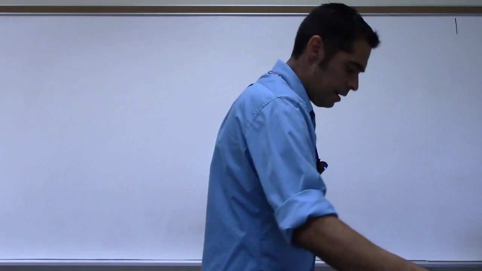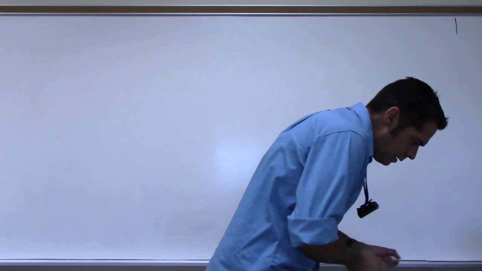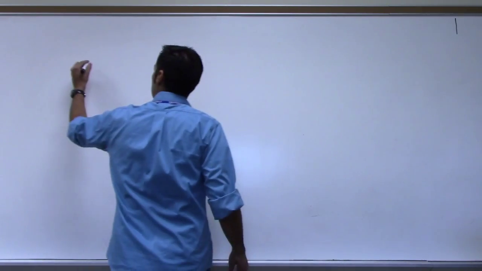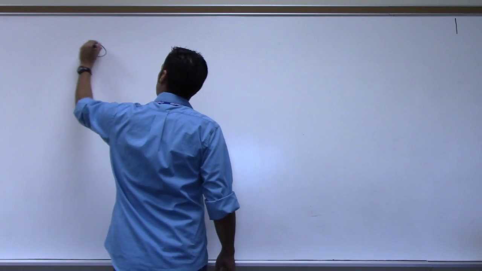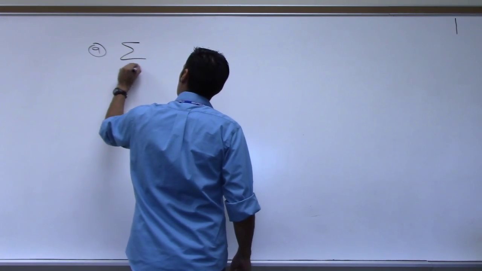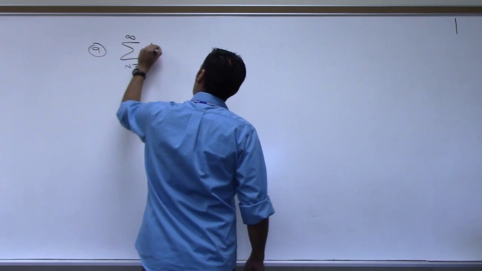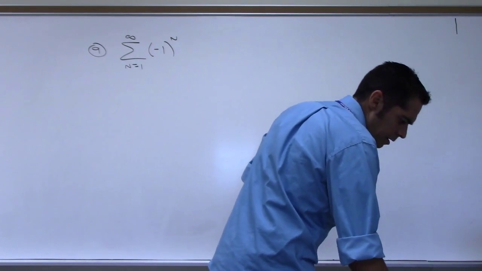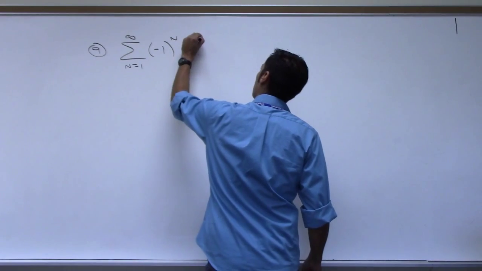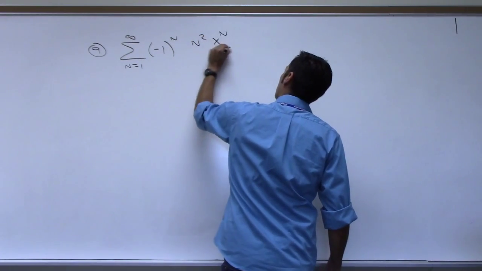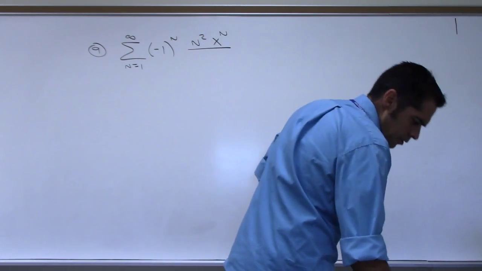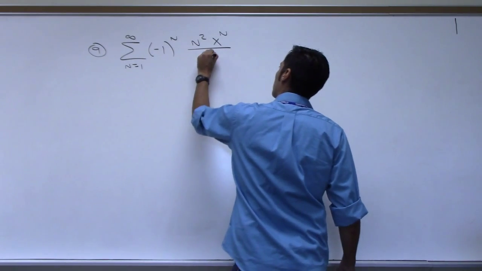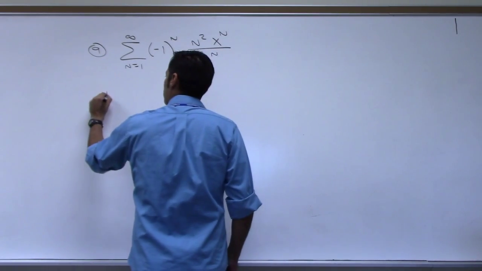Okay, number 9. Sum n equals 1 to infinity, negative 1 to the n squared x to the n over 2 to the n. And it's starting to get a little more complicated now. All right, ratio test.